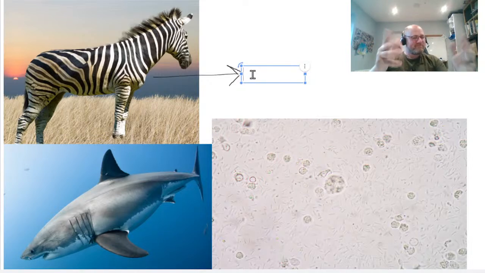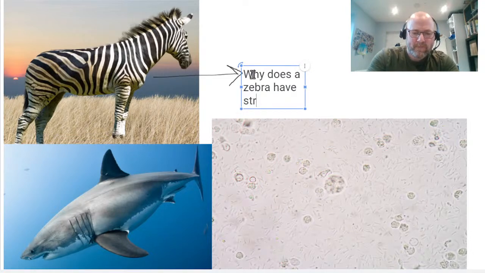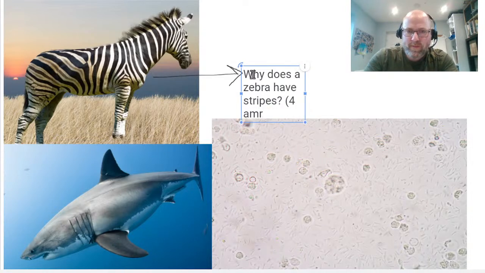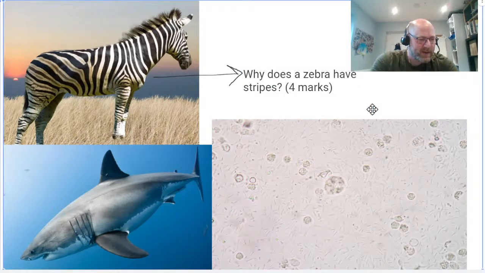Right, guys. Why does a zebra have stripes? 4 marks. I'm going to go on to ecosystems in a little bit. Why does a zebra have stripes? Nice. Mutation. That's going to get you 1 mark. What do we need to say?